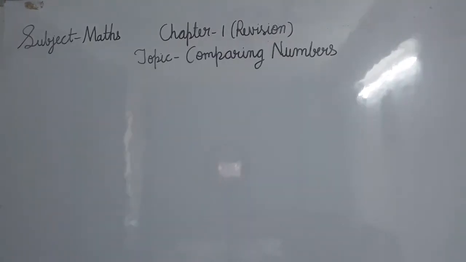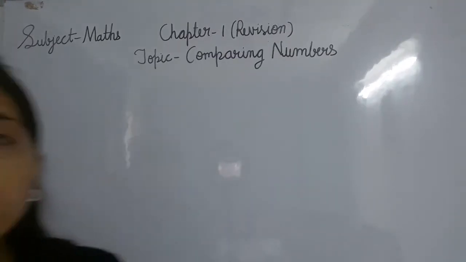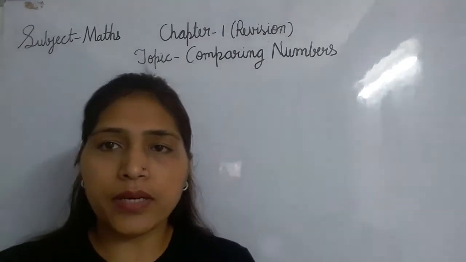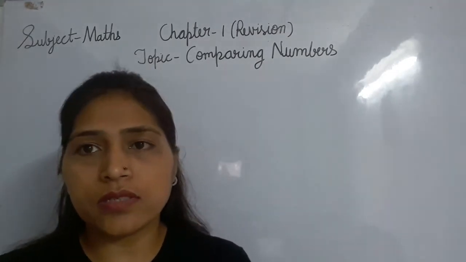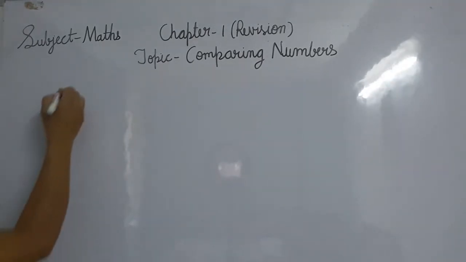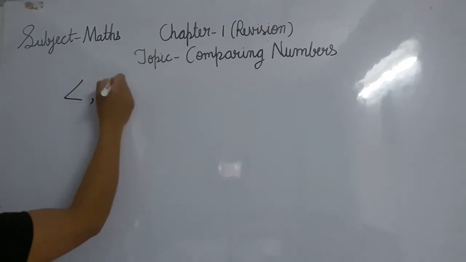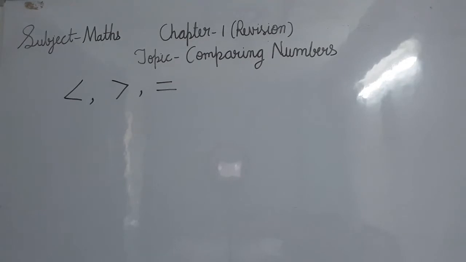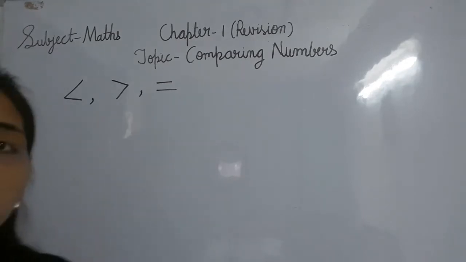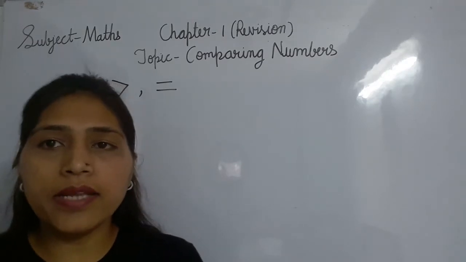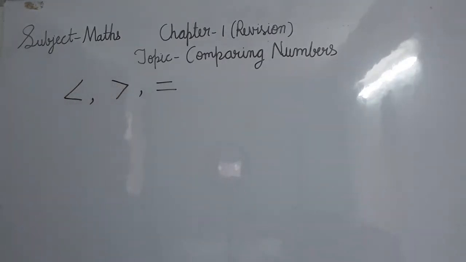This topic is comparing numbers. By comparing numbers, we can find out the bigger number and the smaller number, by comparing 2 or more digits. To do the comparison, we use a few symbols. We use a few symbols to compare 2 or more numbers. And why do we compare? We can find out the greater number, the smaller number and the equal number also. So now let's start with the first symbol.